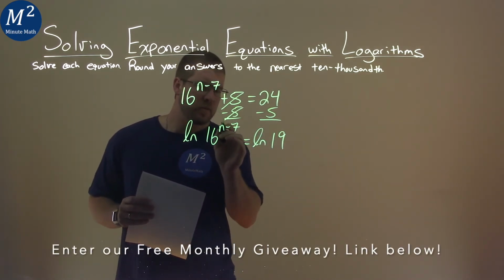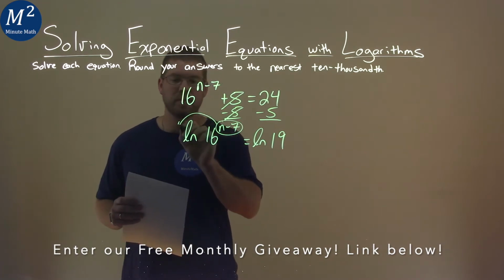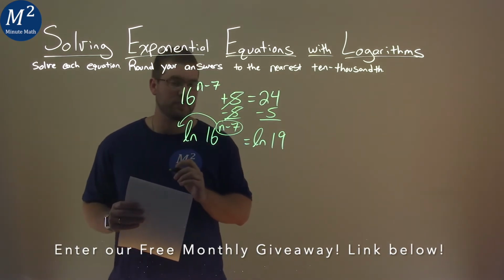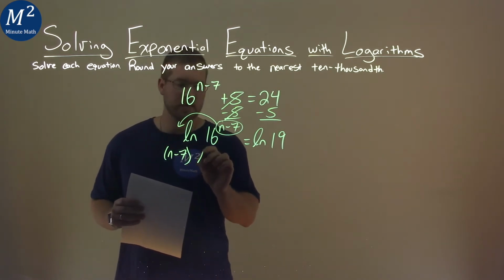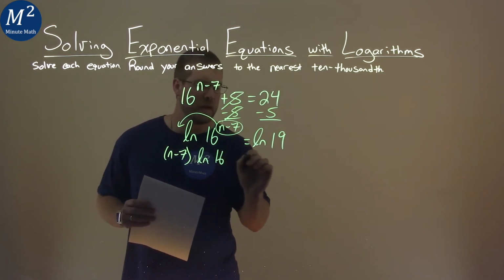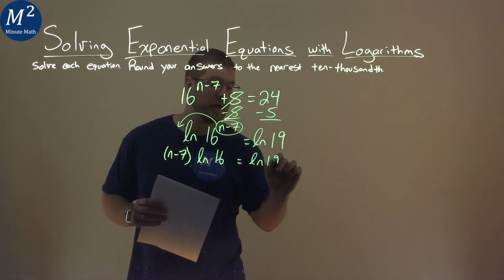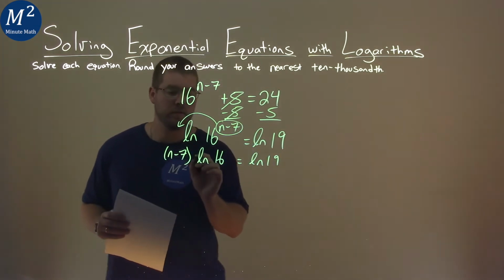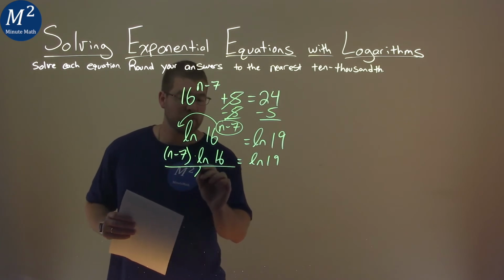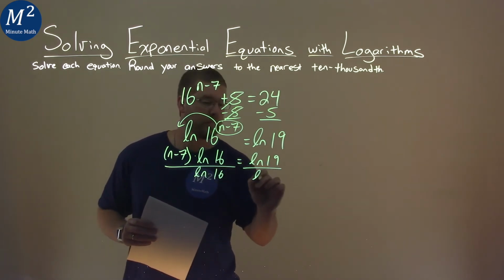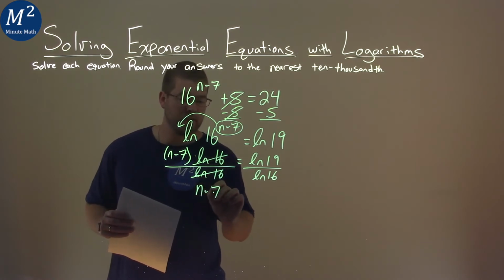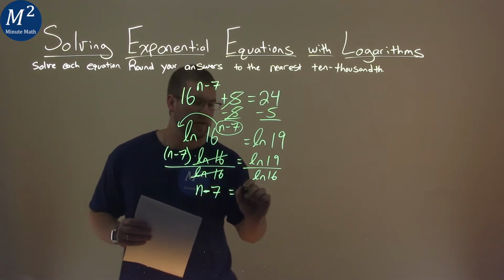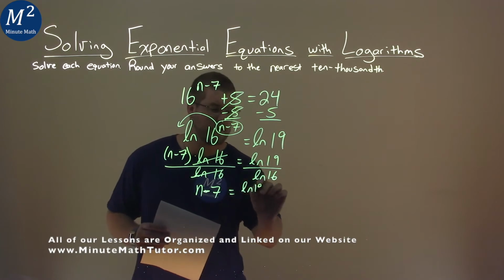That allows us also now to take the n minus 7 in the exponent and put it out front with multiplication. We have an n minus 7 here with multiplication times the natural log of 16 is equal now to natural log of 19. Keep on going. This is multiplication, so we can divide both sides by natural log of 16. That cancels, and we're left with n minus 7 is equal to, I'm going to leave it as such, natural log of 19 over natural log of 16.